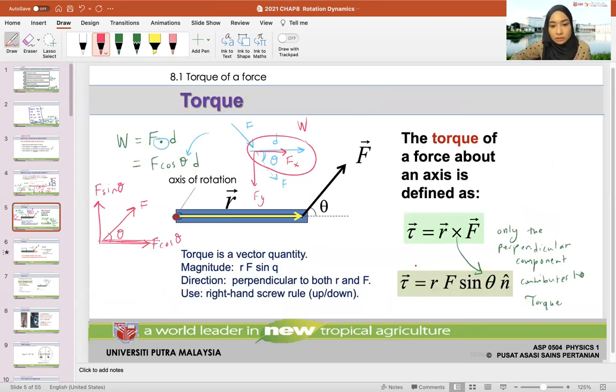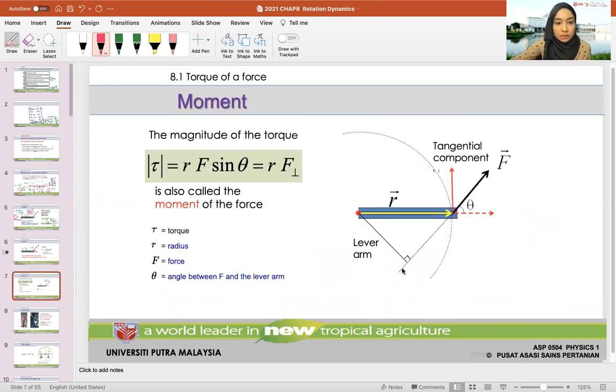Okay, I need to tell you guys the definition. So this is torque. For this equation, RF sine theta, it gives us the magnitude. It does not give us a direction. This is the magnitude. So T is torque, R is the radius or lever arm, the length of the lever arm. You can call it radius or you can call it lever arm. I like to call it radius because it's easier. And then F is just your regular force and theta is your angle between F and the lever arm or your radius.